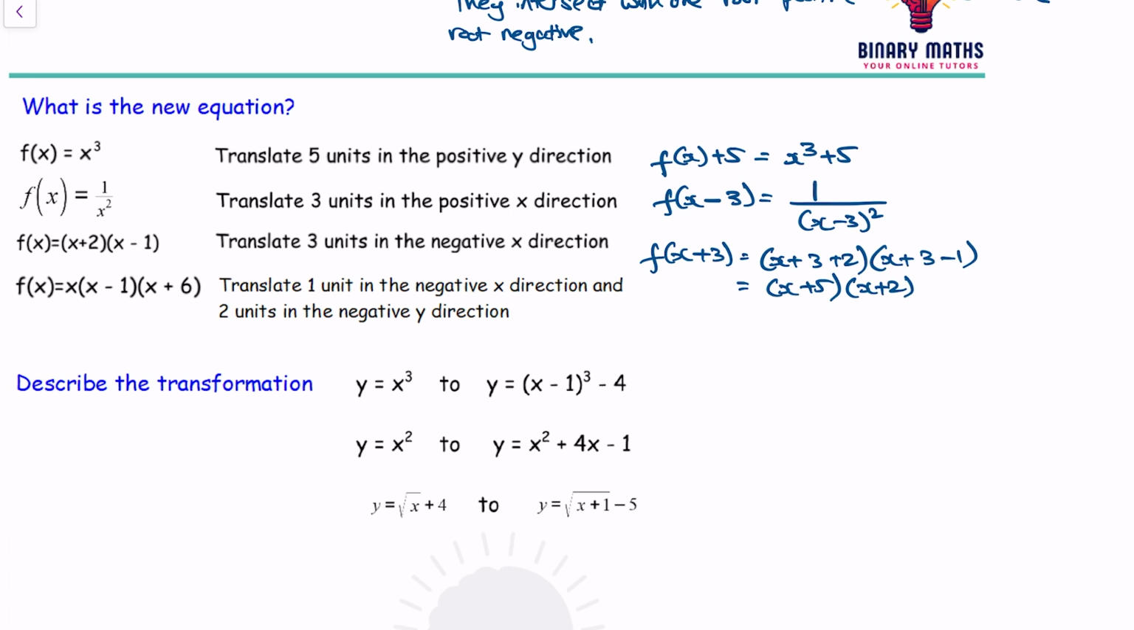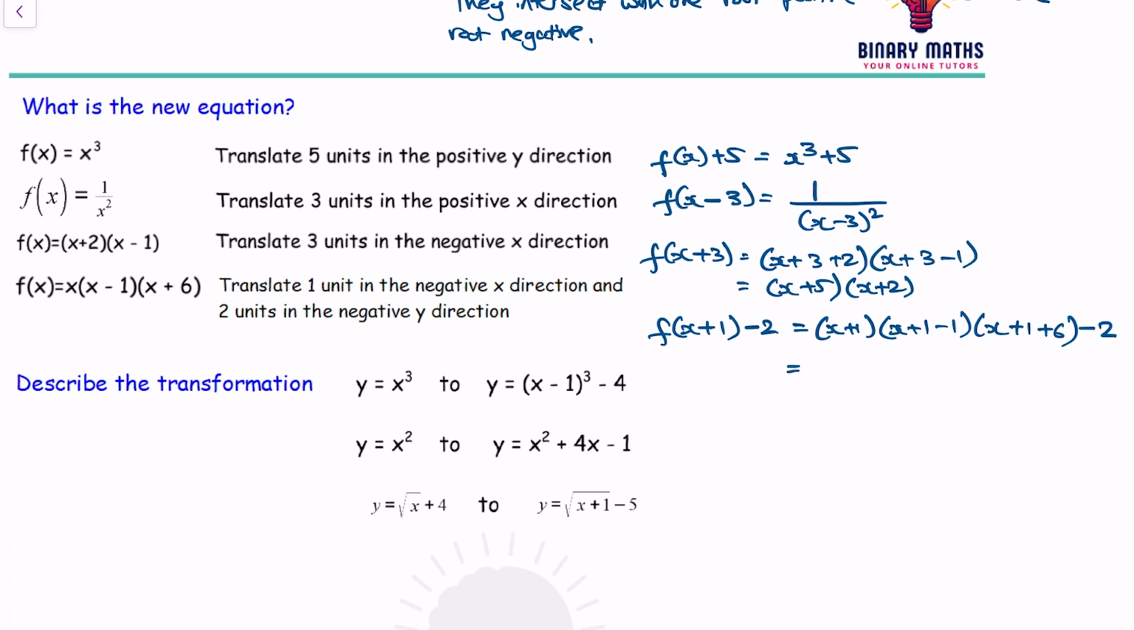Okay, the next one is f of x is equal to x times x minus 1 times x plus 6. Translate 1 unit in the negative x direction. So that means it's f of x plus 1. And 2 units in the negative y direction. So subtract 2 outside the bracket because that's affecting the y coordinate. So everywhere we see an x, replace with x plus 1. So the first term becomes x plus 1. Second term becomes x plus 1, take away 1. And the third term becomes x plus 1 plus 6. And then we need to take away 2 at the end.